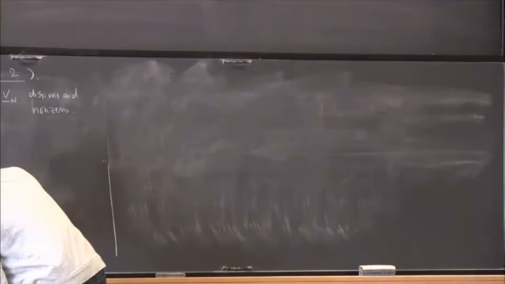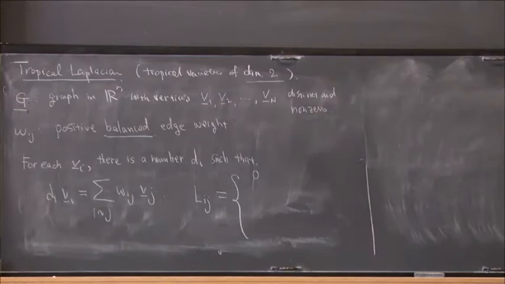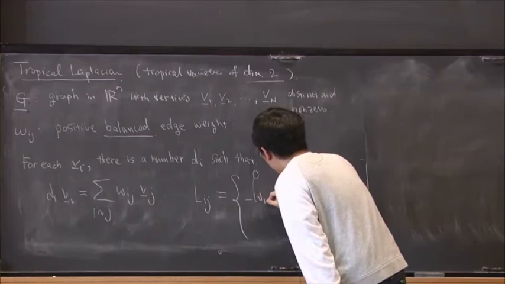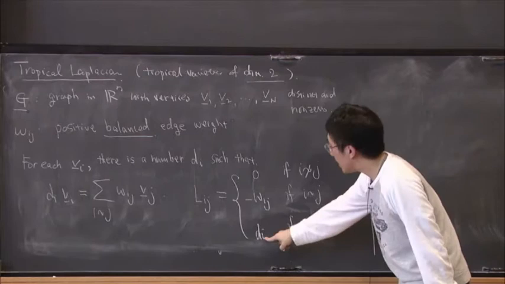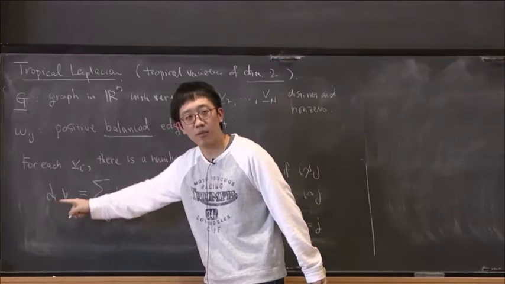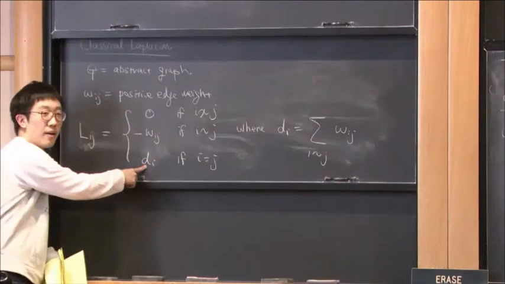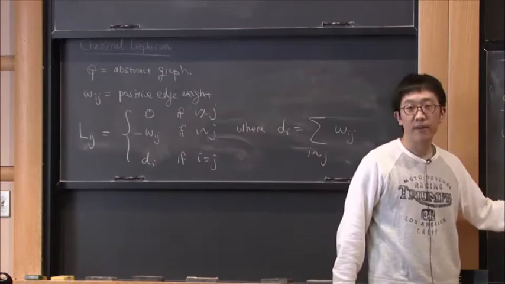And as you could expect, I'm going to define the tropical Laplacian as a real symmetric matrix, with columns and rows indexed by vertices of my graph, with zero entry on the non-diagonal corresponding to a non-edge, and minus the edge weight for the non-diagonal entry corresponding to an edge, and d_i for the diagonal entries, where the d_i are the numbers appearing in the balancing condition, uniquely determined by it. So it looks pretty similar, in fact the same, except for the definition of the diagonal entries. Here d_i simply is the sum of the edge weights of all its neighbors, but here I take the weighted vector sum.